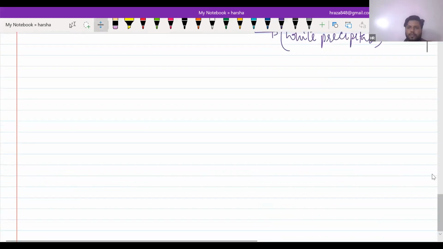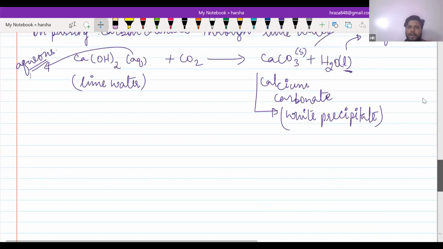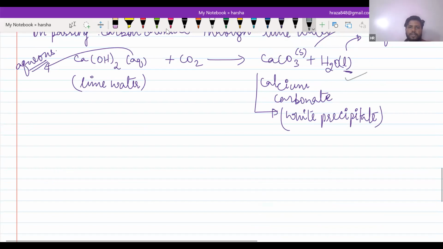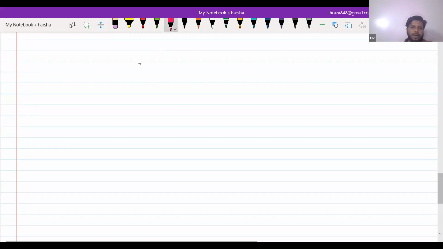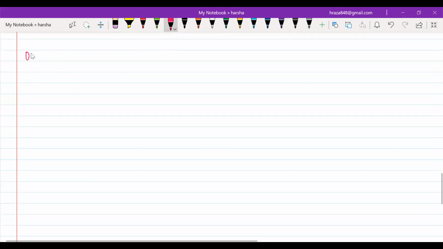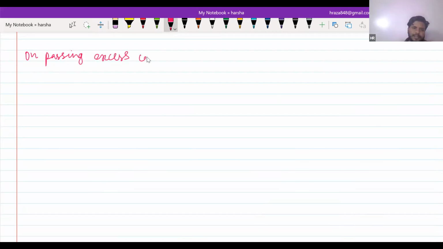Now see, what we formed here is calcium carbonate plus H2O. Now we are going to pass through excess carbon dioxide. So I'm going to write, you will get it on passing excess carbon dioxide, then the following reaction will take place.